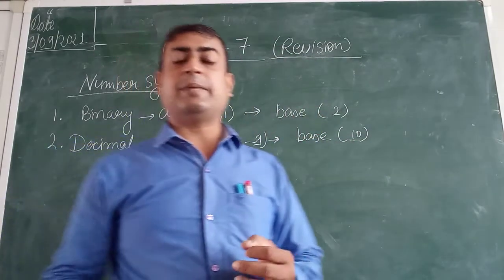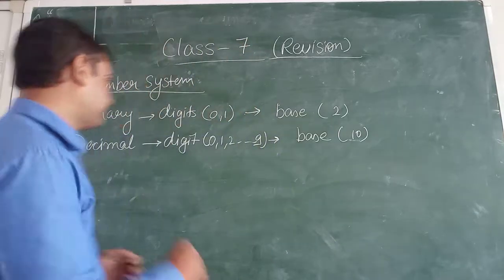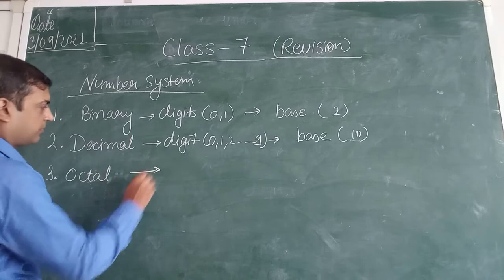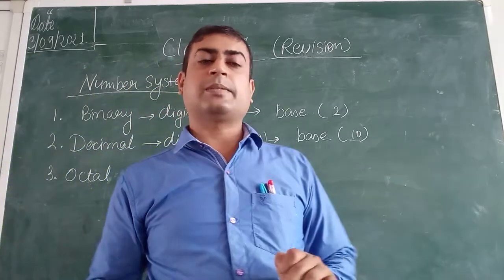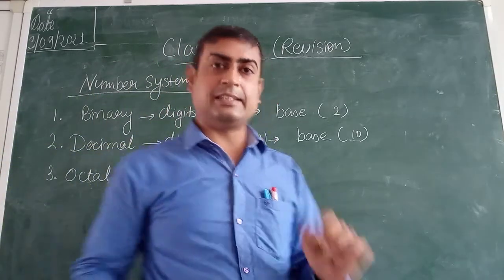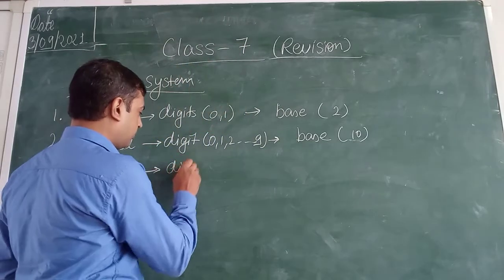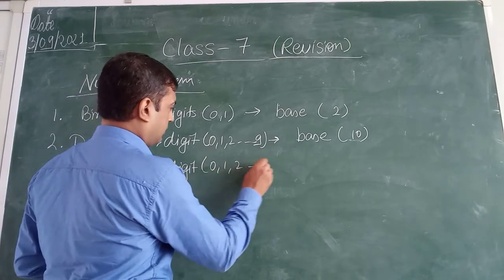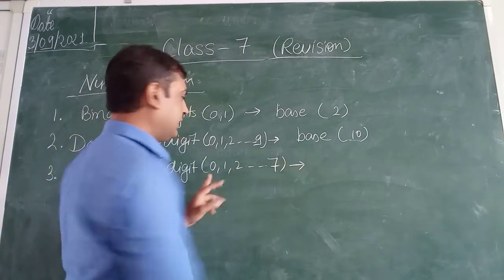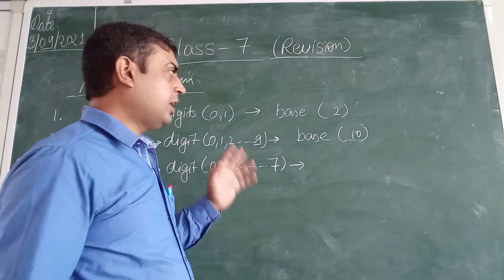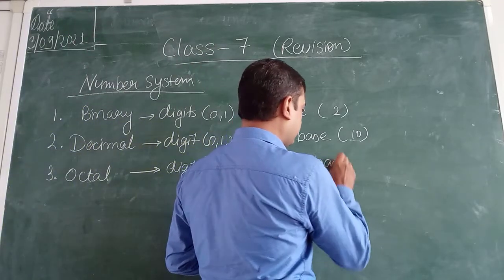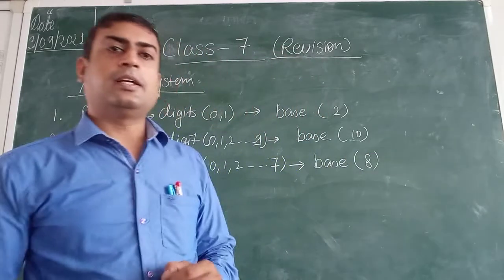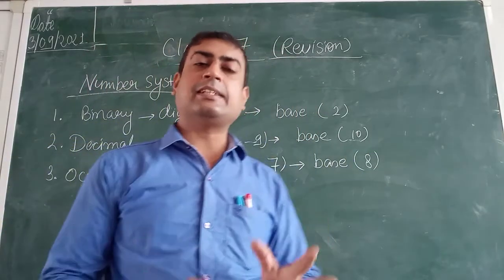The third number system is the octal number system. In the octal number system there are 8 digits, 0 to 7. Now its base is 8. The fourth number system is the hexadecimal number system.